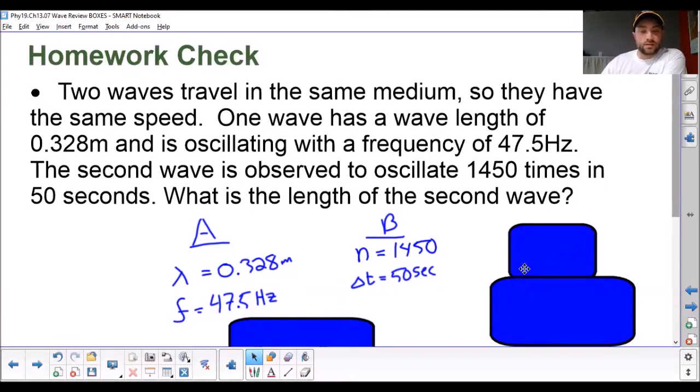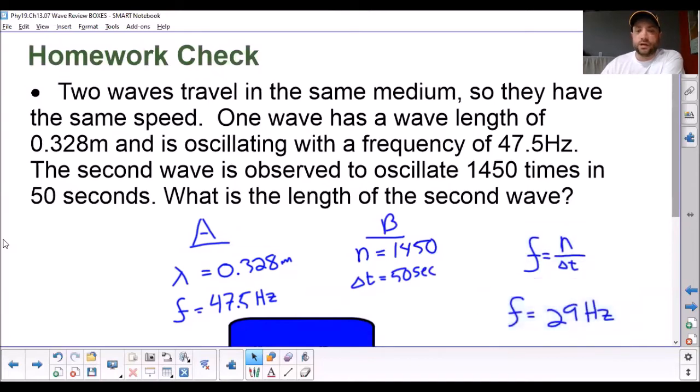So what does that tell us? Well, if you remember, if we have number of waves and we have time, we can use frequency equals number of waves over time to figure out that the frequency of that second wave is 29 hertz. Well, how does all this help us? How can I find out the wavelength of the second wave?